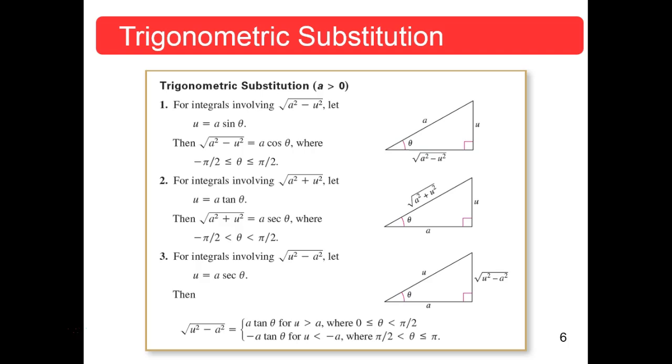Remember that secant, which is what this is doing, is always greater than 1 or less than -1. Okay? So it's not surprising that this thing, which relates to the secant, has to be one value for u greater than a and another value for u less than a, because that's kind of the domain of secant to begin with.